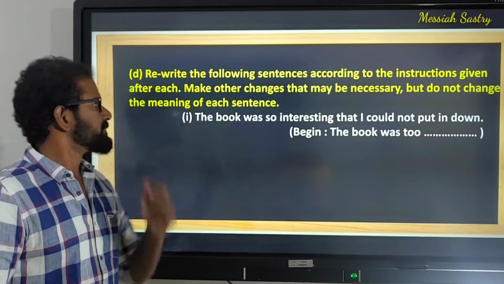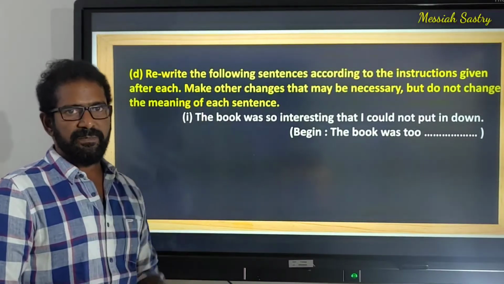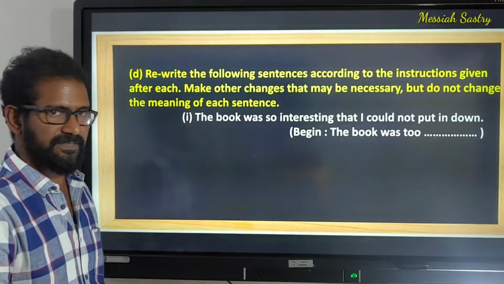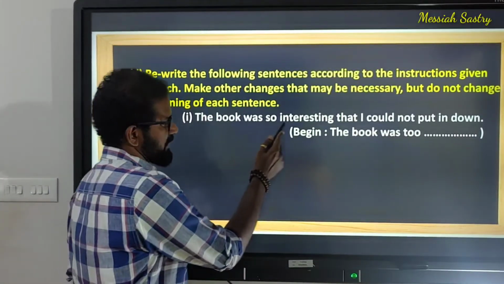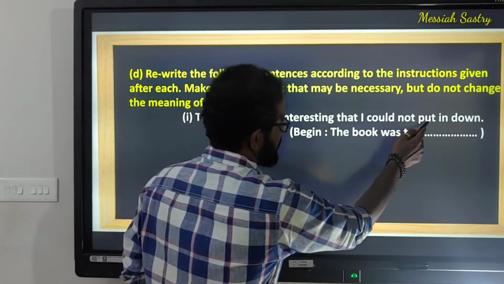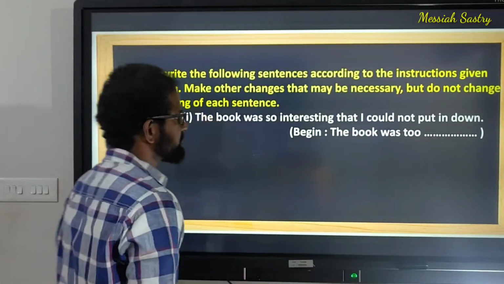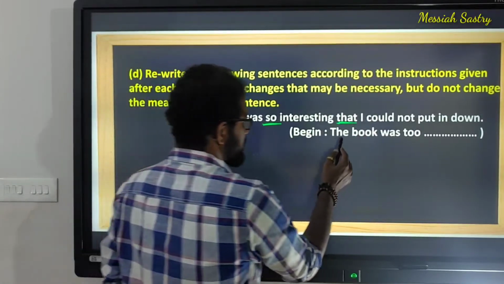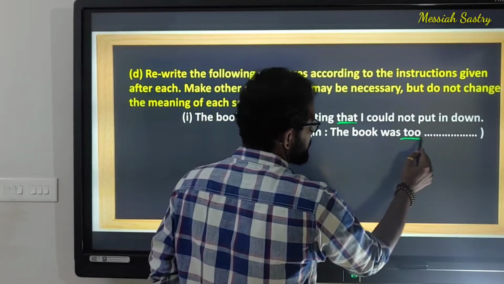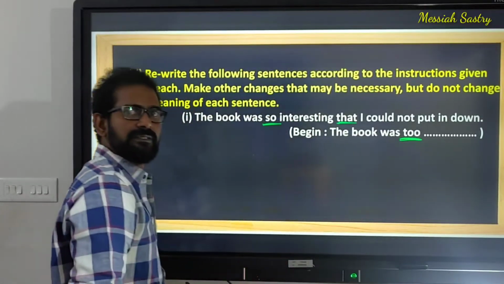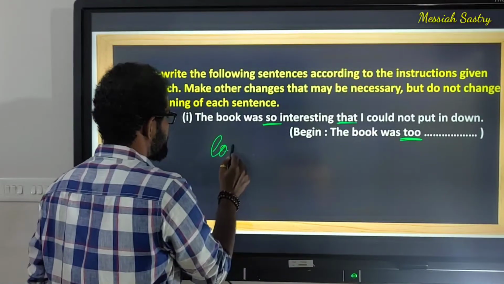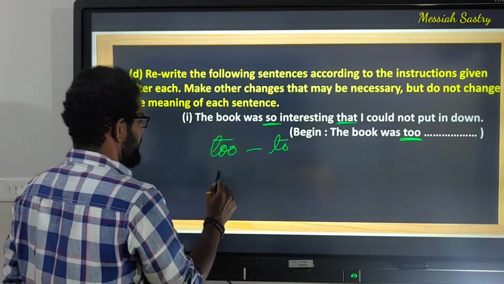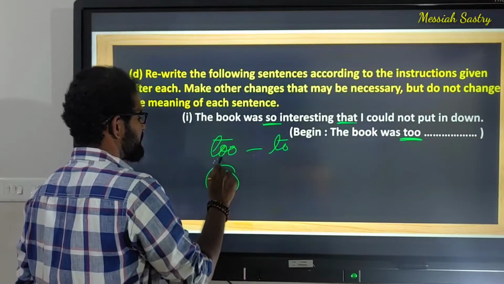Fourth question, D. Transformation of sentences. Let's see the first question. The book was so interesting that I could not put it down. So... that. We need to begin with "The book was too." So, "too" is used in place of "so".